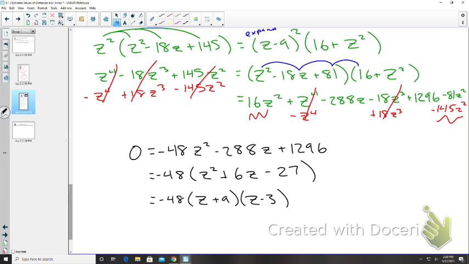Okay, so we can set these equal to 0. So when z is equal to negative 9 or positive 3, we will get our answer, right? We don't want a negative value for distance, so we can get rid of that. So we know that our z value is equal to 3.